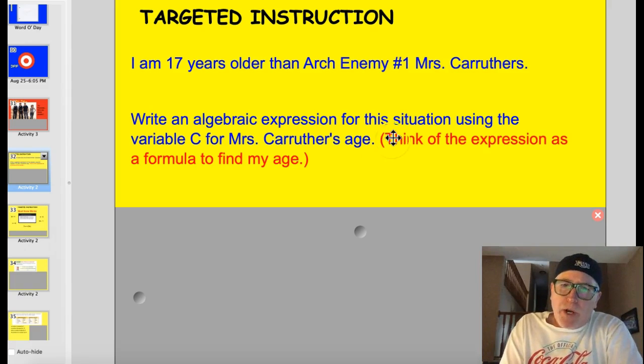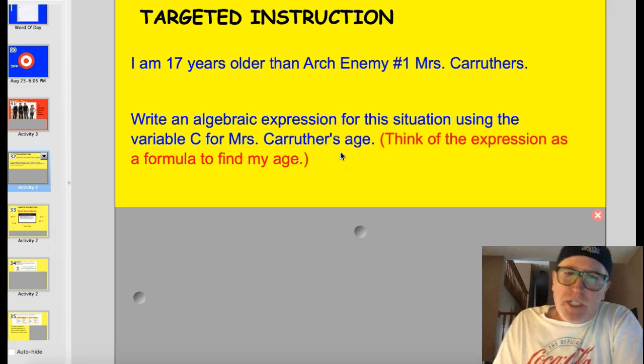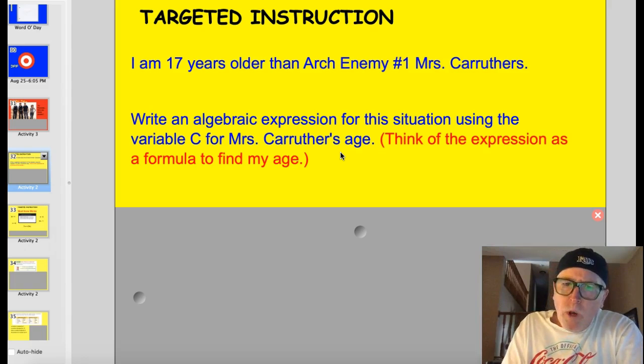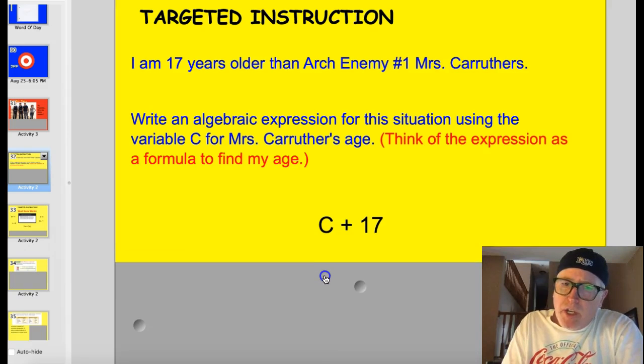Write an algebraic expression for this situation using the variable c for Mrs. Crothers' age. So I want you to think about this as an expression, as a formula to find my age. Well, if you know what Crothers' age is, you could just say that whatever Crothers' age is plus 17 would be my age. This here is an algebraic expression. There's not an equal sign, but more of an expression. Mrs. Crothers plus 17 years is me.